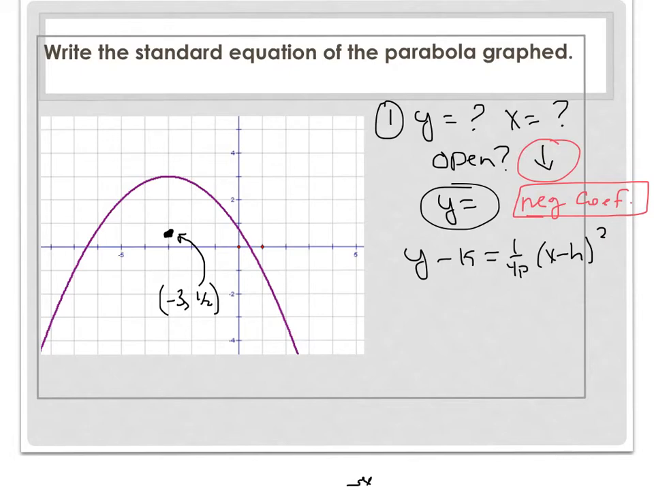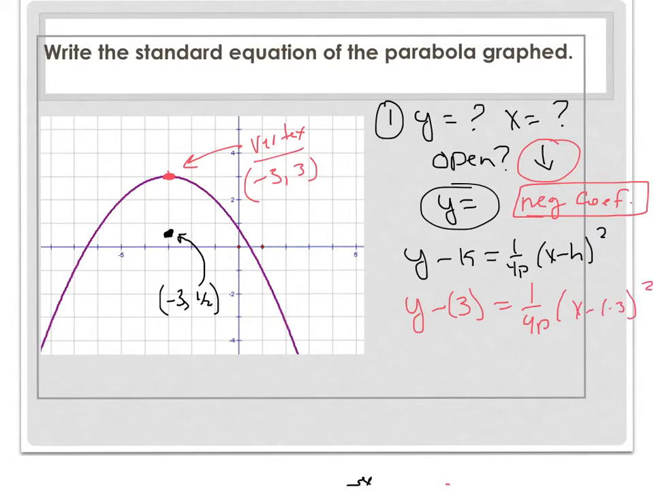So the first thing I'm going to do is find the vertex. I know my vertex is right here. That should not be a stretch based on what we've talked about with parabolas. I'm going to look at my axis. I got -3, +3, so the vertex is -3, +3. Right off the bat, I can say y minus 3, 1 over 4p, x minus -3 squared. I can simplify this, take out the parentheses, and the only thing missing is p.